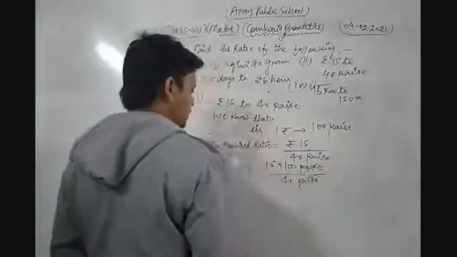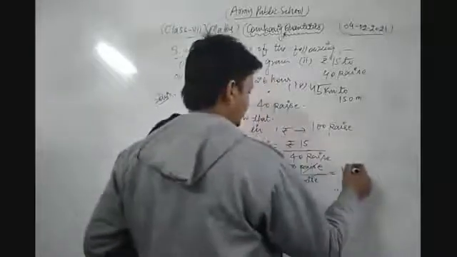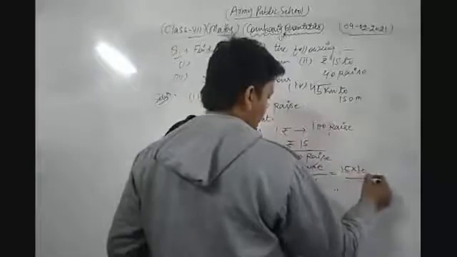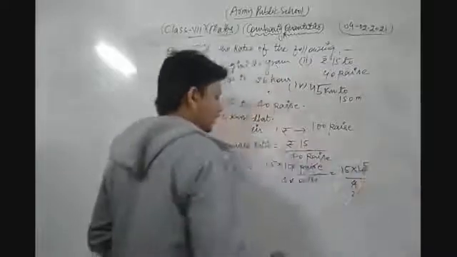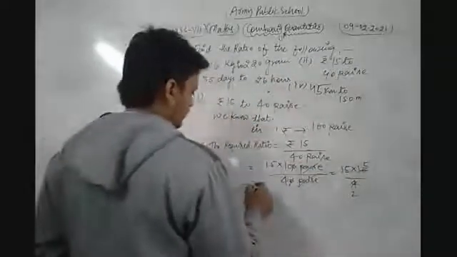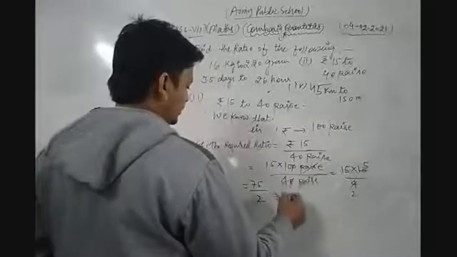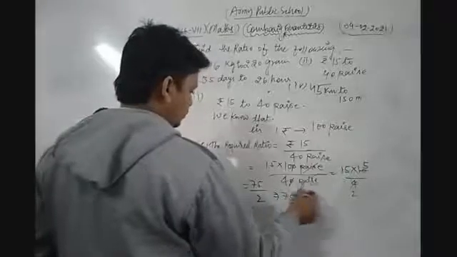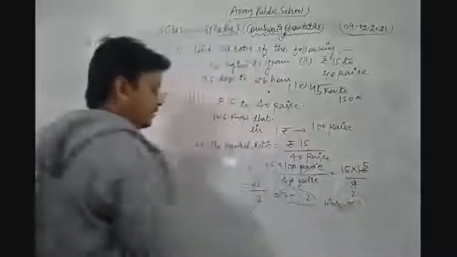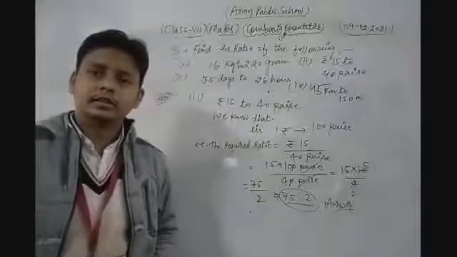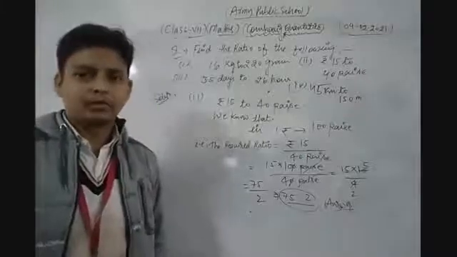Now paise cancels with paise, and 10 also cancels, so we get 15 upon 4, that is, 2 2s are 4, 2 5s are 10, and 15 5s are 75, upon 2. Thus the required ratio is 75 ratio 2. This is the required solution of the given question. Okay, dear student.